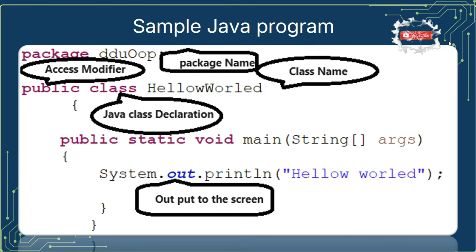Right here, we have a sample Java program named Hello World. We have the keywords public class, and static void main. These are the keywords that can be used in a Java program. So in the next slide, we're going to see all the keywords that are used in this Java program.